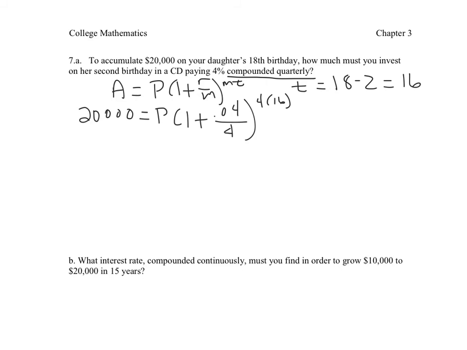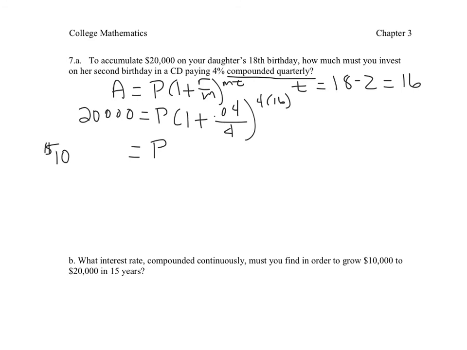Okay, this looks pretty similar to things we've done. Again, start with your parentheses. Your 0.04 divided by 4 will be 0.01. Add 1 to it, and then raise that to the 4 times 16, or the 64 power. That is probably going to give you a very ugly decimal number. You want to keep as many of those digits to the right of the decimal as you can. And our P will equal 20,000 divided by that ugly decimal number, rounded to the nearest penny.